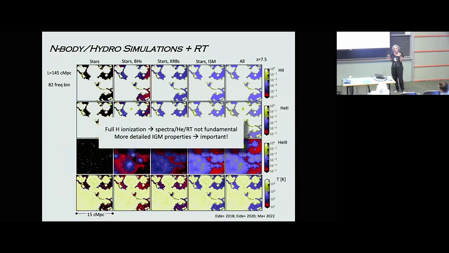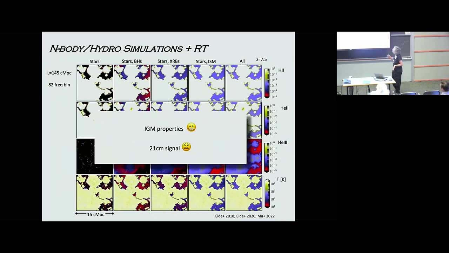But if you want, for your problem, to have more detailed properties of the IGM, then in this case the inclusion of these parameters or extra steps in your modeling is or can be important. So this sort of approach is really good to study the large-scale IGM properties.